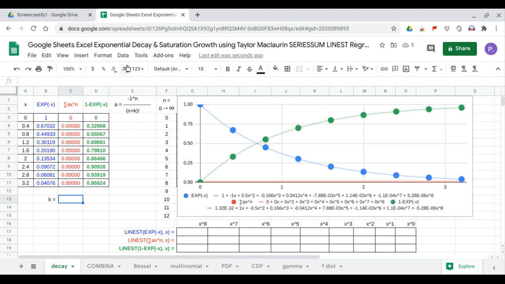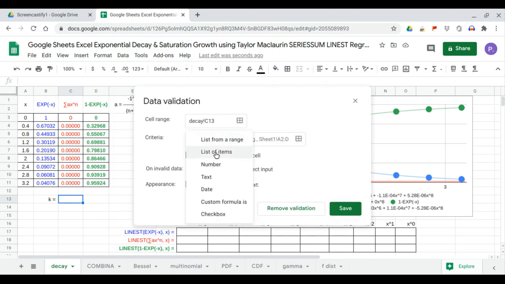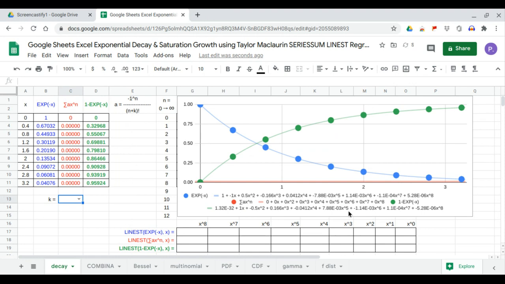Our value for k will be 0 and 1. So data validation, list of items, 0 and 1. 0 if it is decay, 1 if it is saturation. So we have two values, decay and saturation: 0 for decay and 1 for saturation.